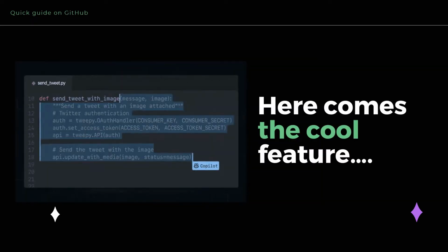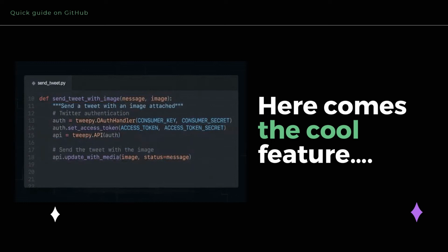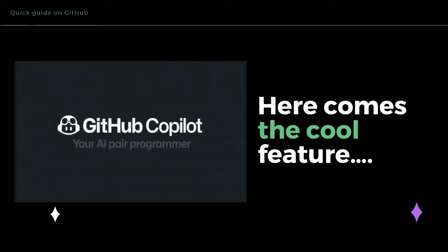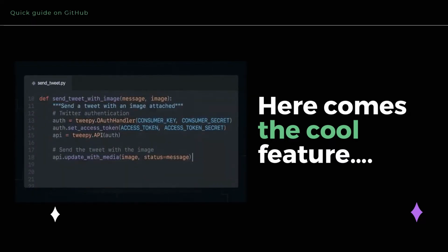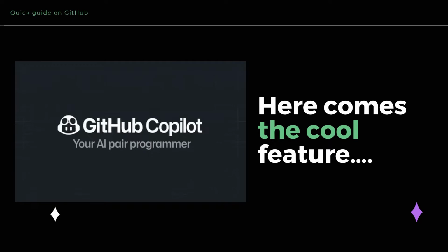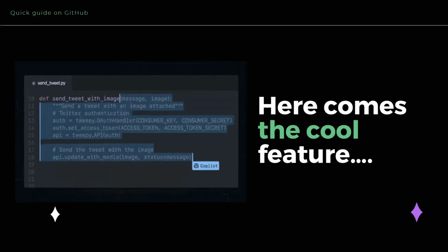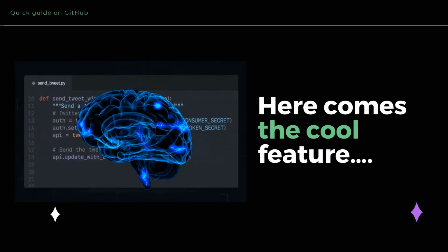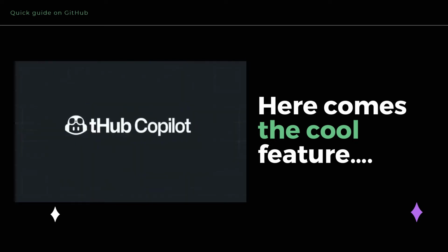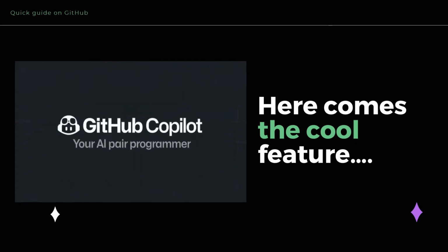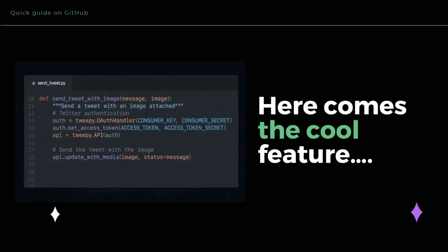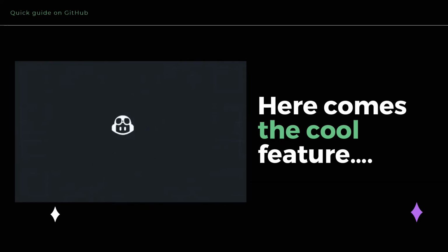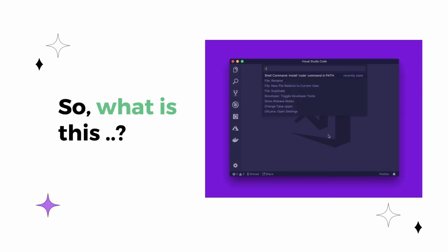Here come the cool and exciting features Microsoft has been working on for the past few years, and now finally here it is, the GitHub Copilot. With GitHub Copilot, Microsoft was able to combine the power of artificial intelligence into your IDE to help you get done with your programming work, fix your errors, and finish everything in minimum time. So what is this actually?